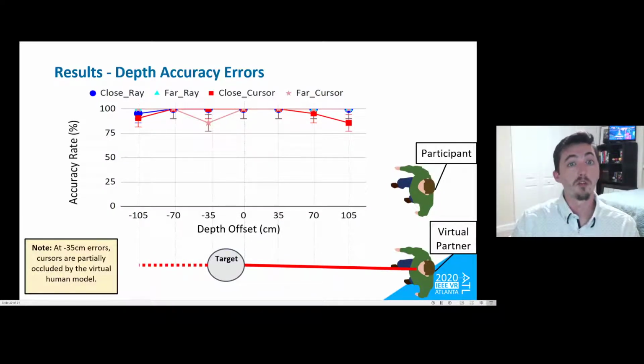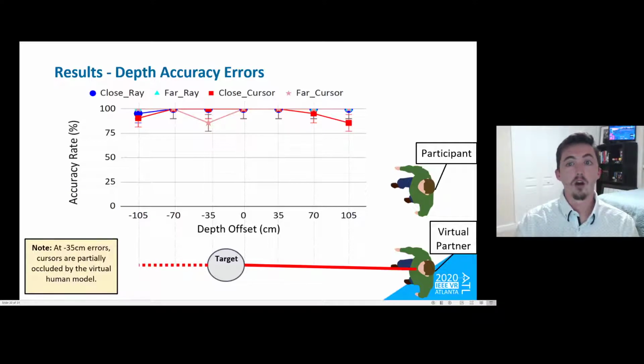So we have a couple of results to go over with you here. This is the accuracy rate of our participants for these 7 different depth errors. Along the x-axis, we have the depth offset, and for reference, we have the participant and virtual partner shown in the bottom right to give you an idea of what this gaze looked like to our participants for each of these levels. Just a reminder, at plus 105 centimeters, it falls short of reaching the target, whereas at minus 105 centimeters, it extends way beyond the target.